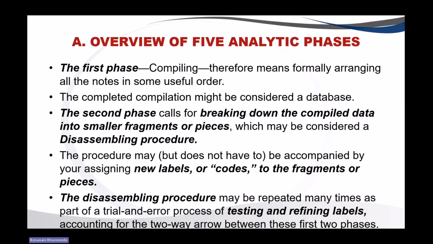Or maybe if we have something that speaks about economics, then the economics package has small fragments that are packaged separately. And then the environmental packages are also packaged separately, and the social packages are also packaged in that fashion, but in small fragments. And they are labeled as such in accordance with what they mean or in terms of their research question and the findings. The deassembling procedure may be repeated many times as part of a trial and error process of testing and refining labels, according to the two-way arrow between these first two phases.